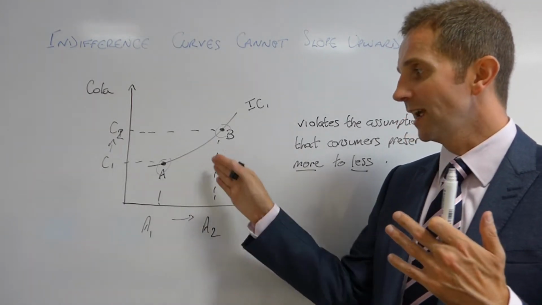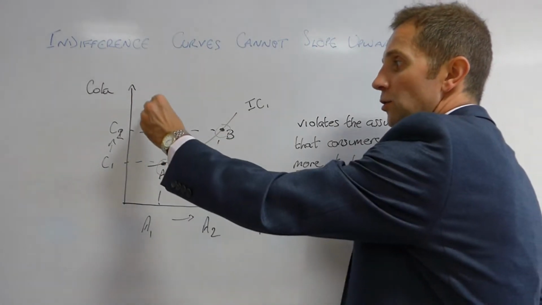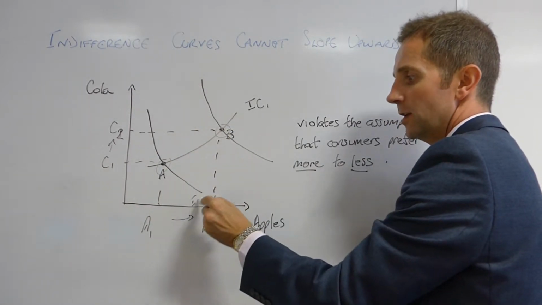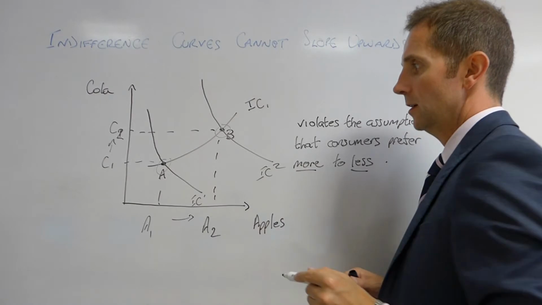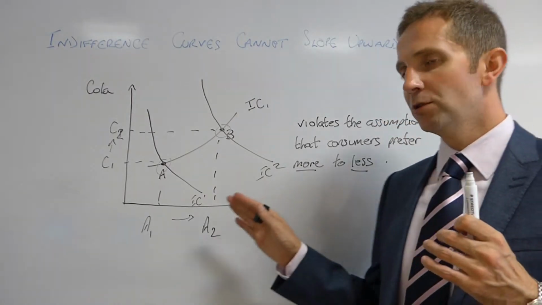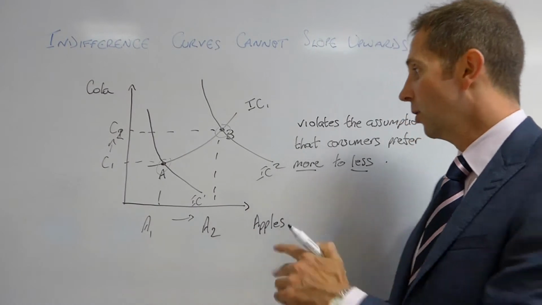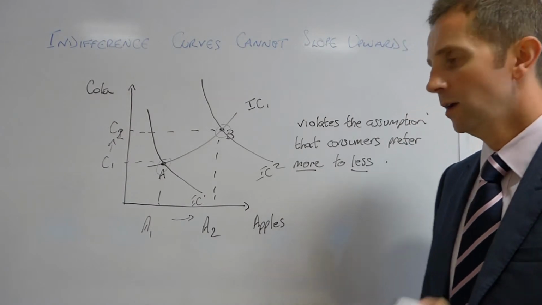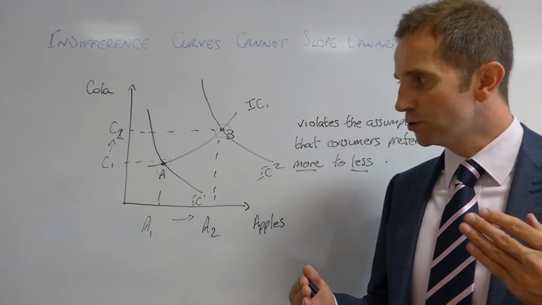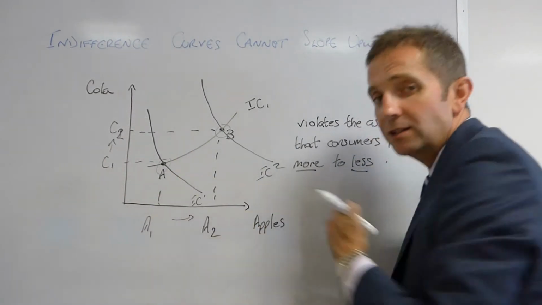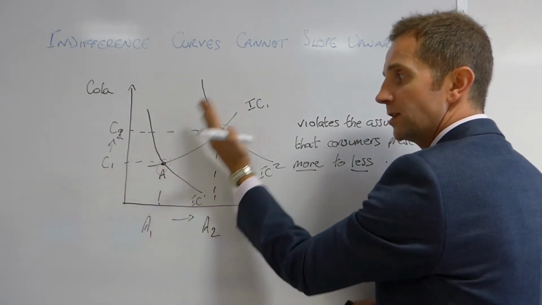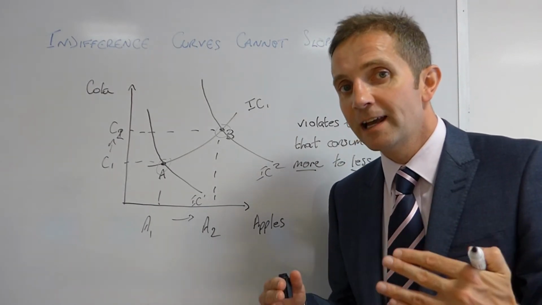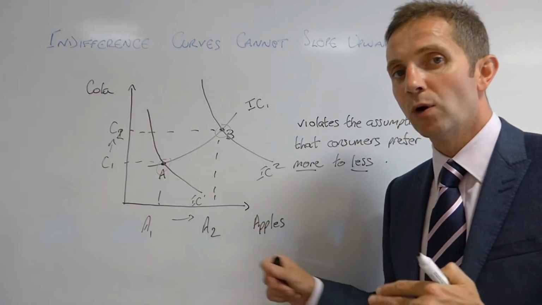So these two points A and B would actually have to lie on two separate indifference curves, which might look something like that, IC1 and IC2. And again, this is very similar to the reason why the curves cannot intersect, because it is violating the assumption that consumers prefer more to less. We have to make that decision when we are drawing our indifference curves downwards from left to right, because when we move from IC1 to IC2, we are assuming therefore that the consumer is enjoying the fact that they are consuming more of cola and more of apples.